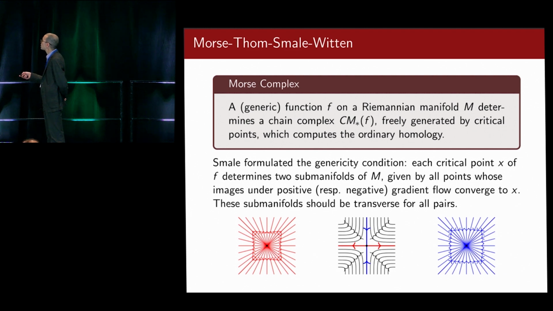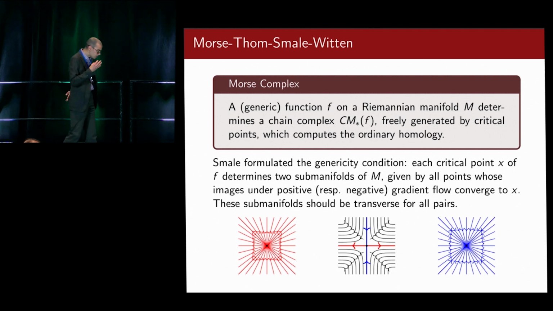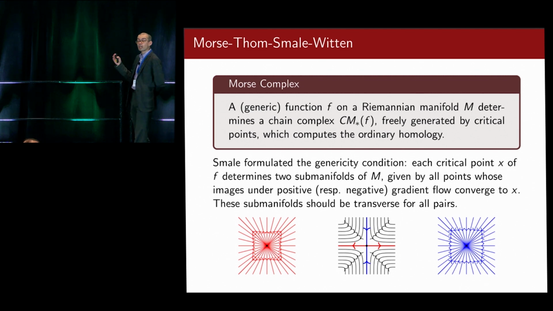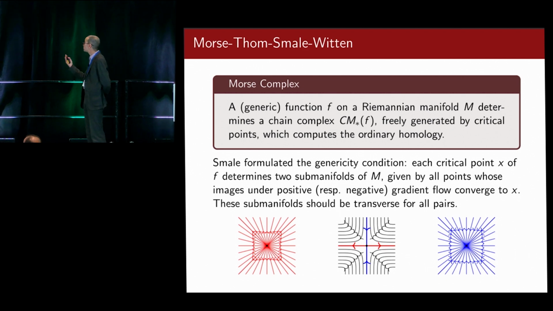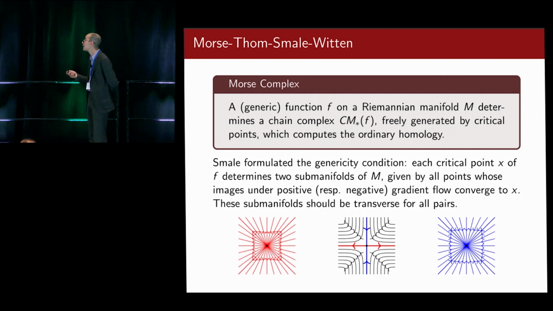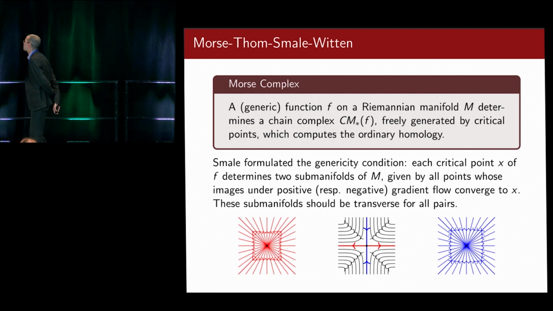So given such a function, not only can you get these inequalities that relate the number of critical points to the homology of the space, to these connectivity numbers, but in fact you can compute the ordinary homology entirely from Morse theory. Witten was the first person to crystallize this point. To explain this, I have to tell you what the chain complex is. I'm not going to assume that everybody knows what it is.